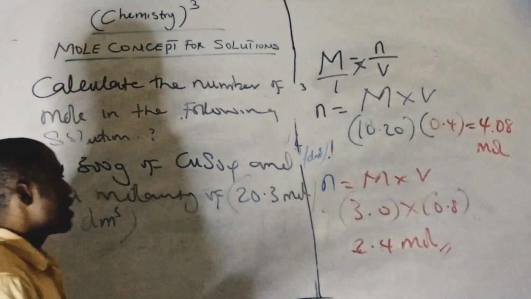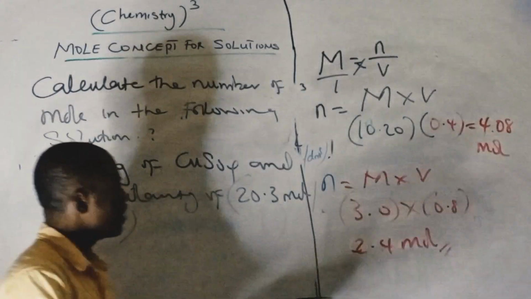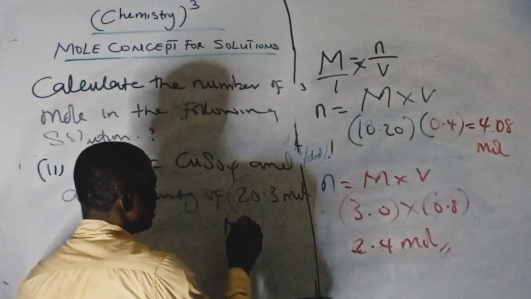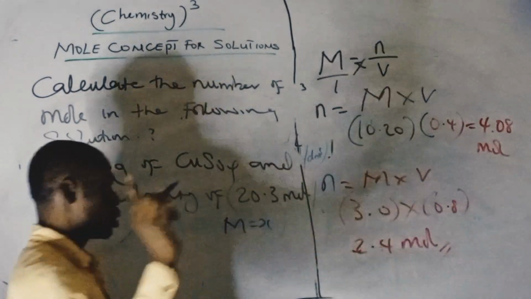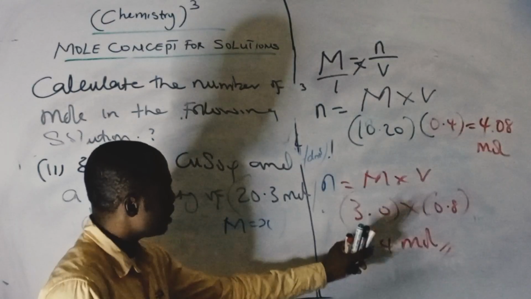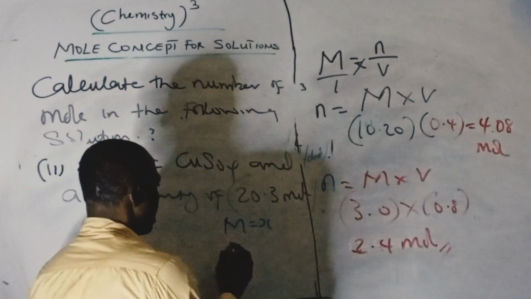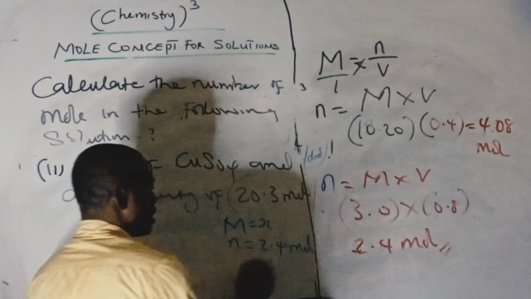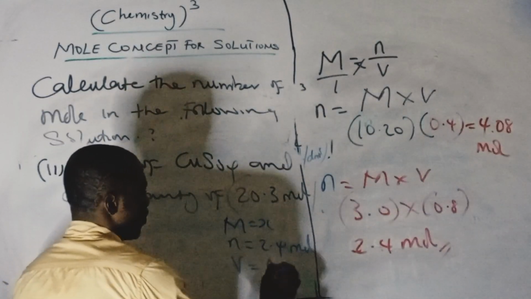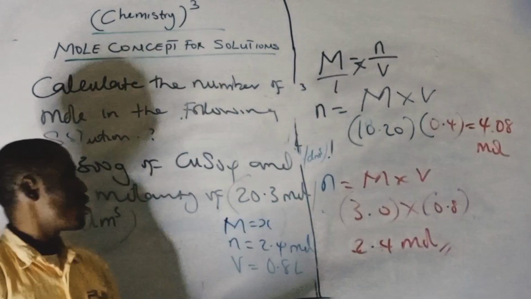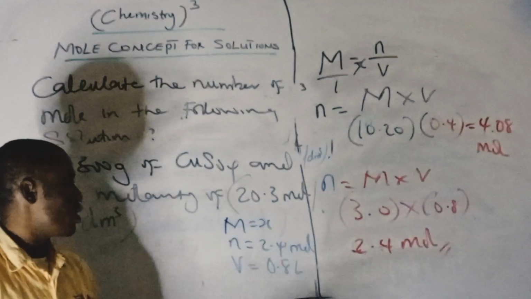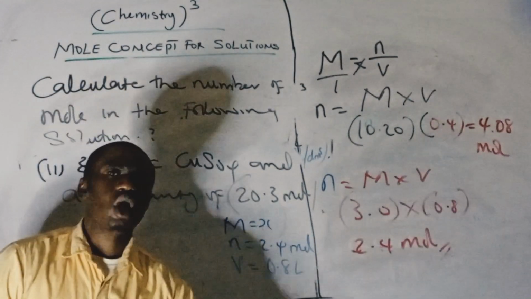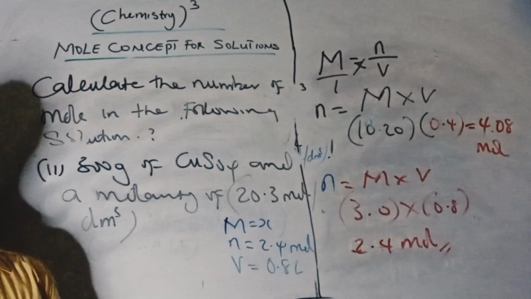Now, after doing that, if it's giving you that molarity is X, not known, and the number of mole is 2.4 mole, and the volume is 0.8 liters, calculate for the molarity. This is all we've got for you in this video. Please have a great day.